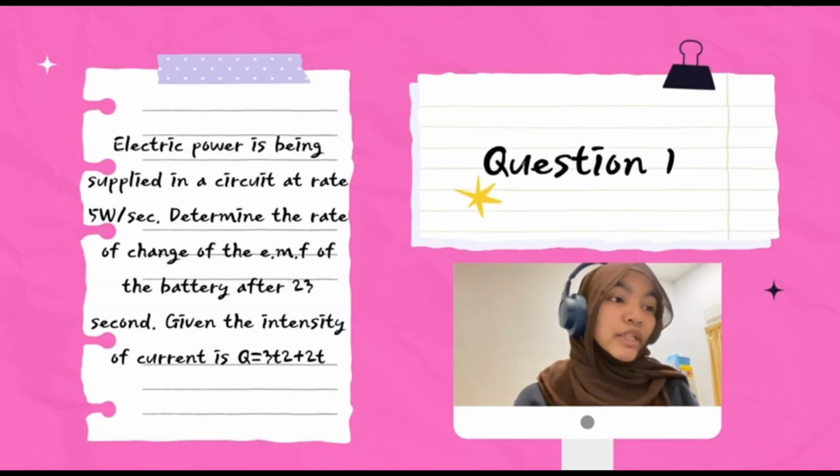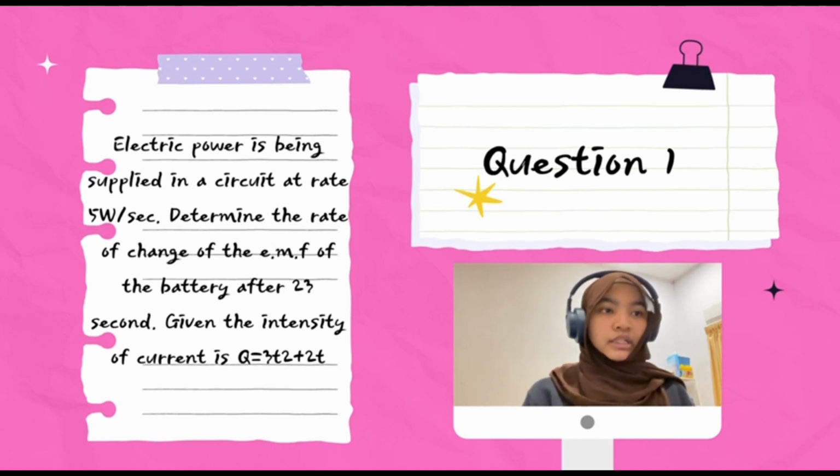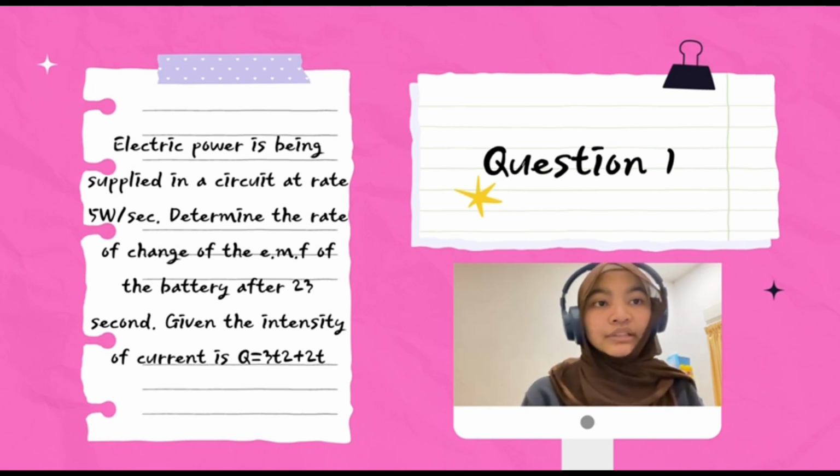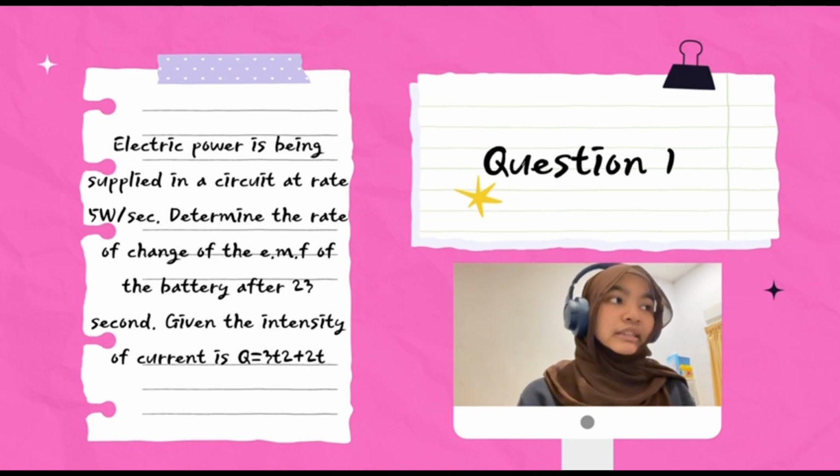Electric power is being supplied in a circuit at a rate of 5 watt per second. Determine the rate of change of the EMF of the battery after 23 seconds. Given the intensity of current is Q equal to 3t squared plus 2t.